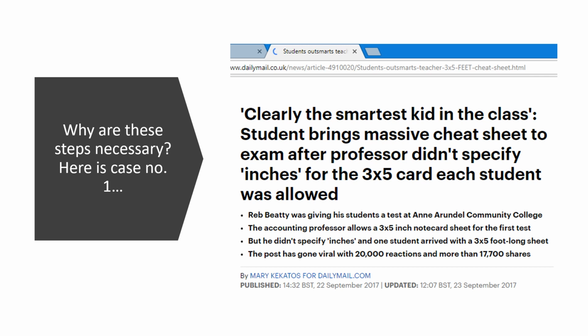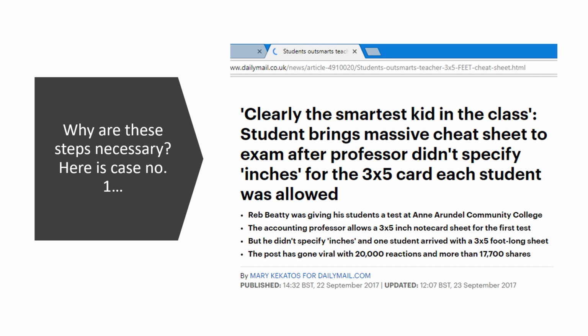Now, if you are not yet convinced that these three steps are actually necessary, I would like to show you examples wherein these steps apply. So why are these steps necessary? Here is case number 1. This happened in real life, okay? So take a look at the screenshot.